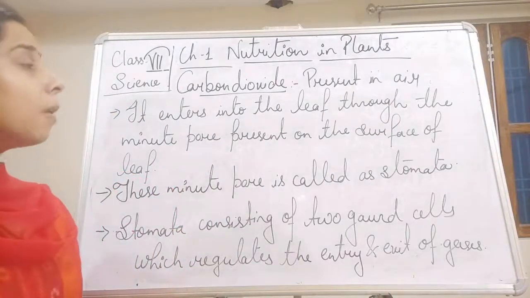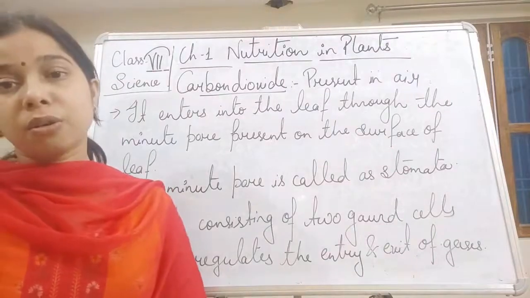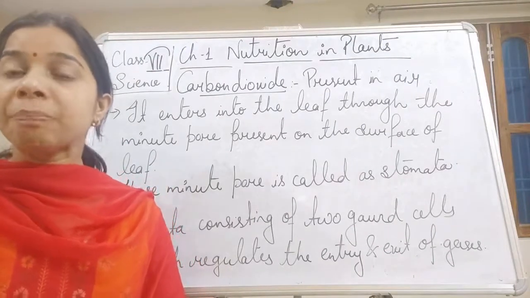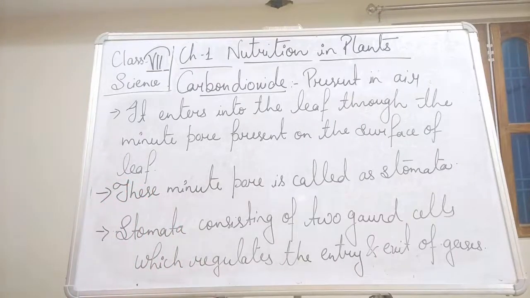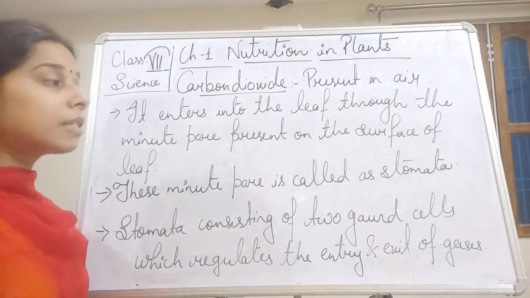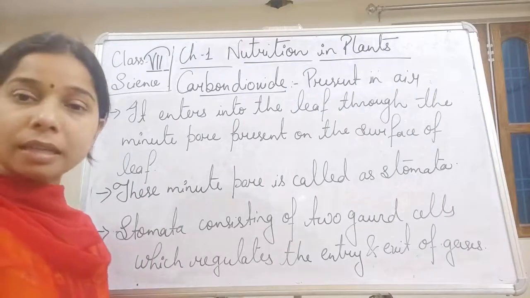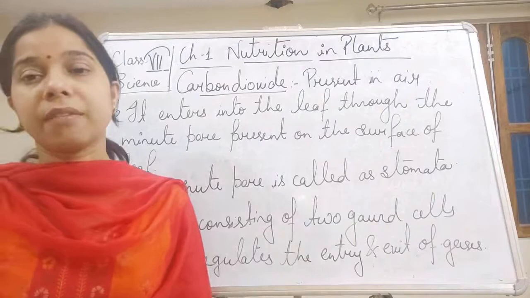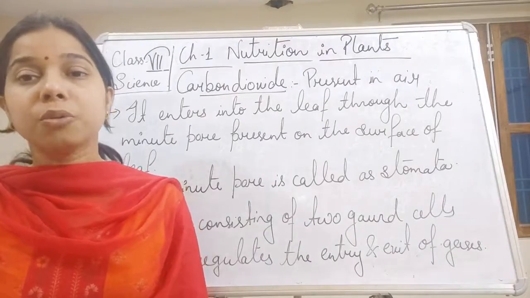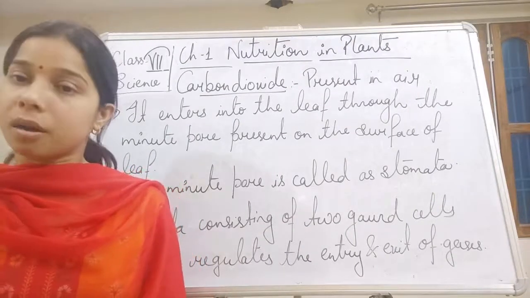So this is how the carbon dioxide enters into the plants through the minute pore that is present on the surface of the leaf, that we call the stomata. So this is the first one, students, in which we have understood how the plant obtains carbon dioxide.